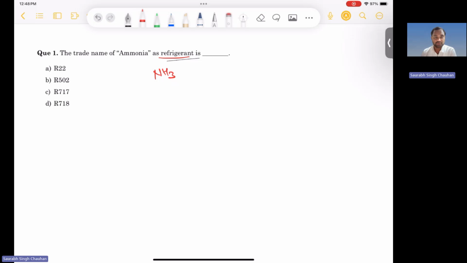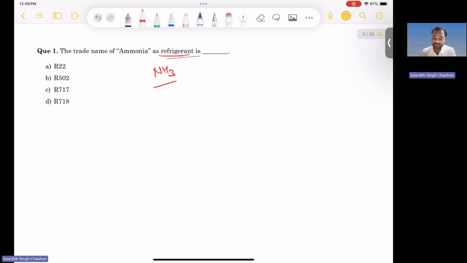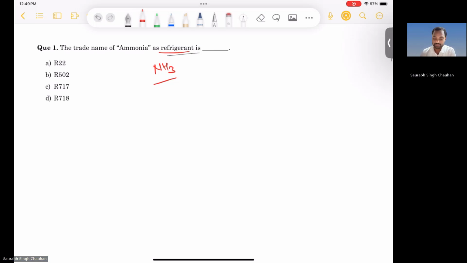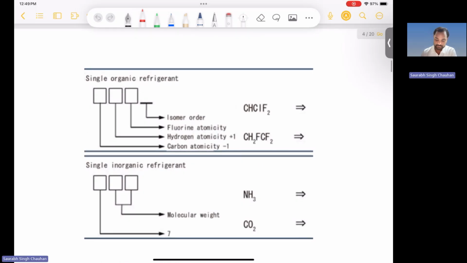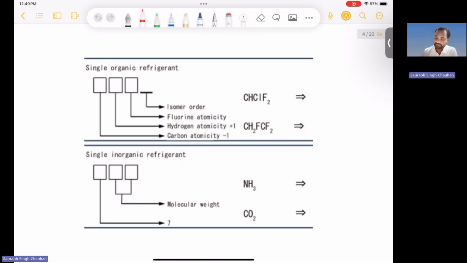To answer this question, you should know certain rules using which you can name any refrigerant. If you know the chemical formula of that compound, for example NH3, then using some rules, you can name this refrigerant by its trade name. So before answering this question, we will see some of those rules, which are very useful for naming some very common refrigerants.